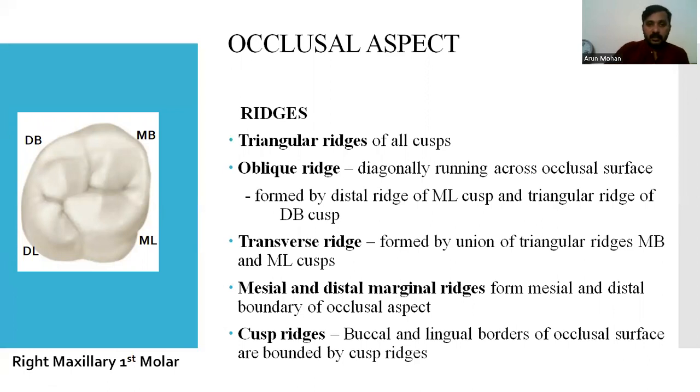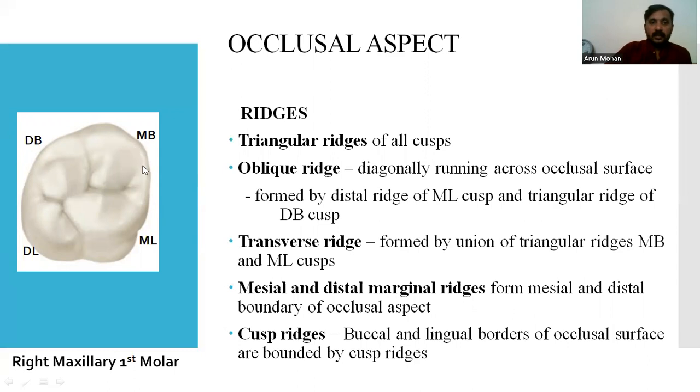A transverse ridge will be formed by the union of the triangular ridges of the mesiobuccal and mesiolingual cusps. So these two triangular ridges of the mesiobuccal and mesiolingual cusp join together, fuse together to form a transverse ridge. So, an oblique ridge diagonally across the occlusal surface, and a transverse ridge.